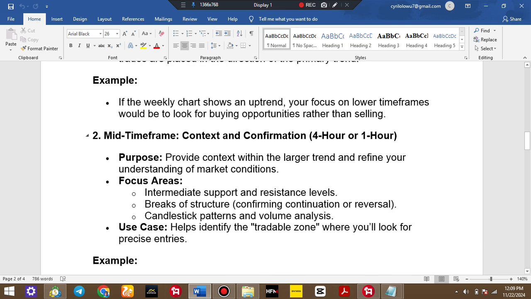Number two, mid time frame context and confirmation, the 4 hours or 1 hour. Purpose: provide context between the large trend and refine your understanding of market conditions. After making your analysis on the daily, weekly, and the monthly, and you've seen the direction of price, so if any of them say price is buying, this is where you now come down to your middle time frame, which is the 4 hour or the 1 hour. What are you looking for?